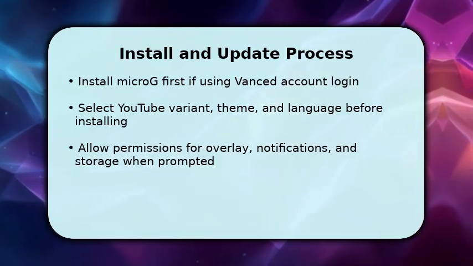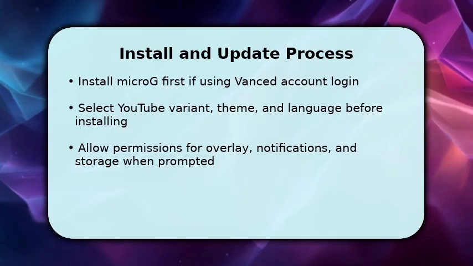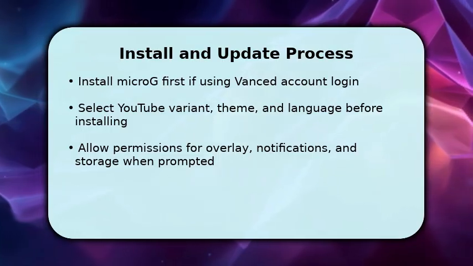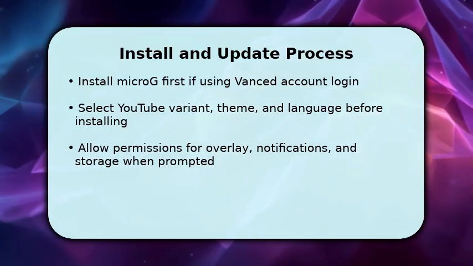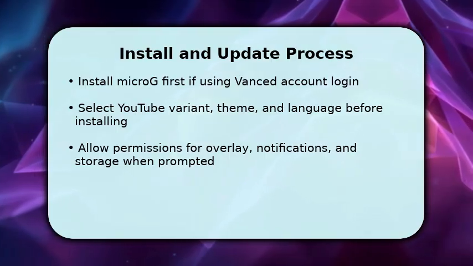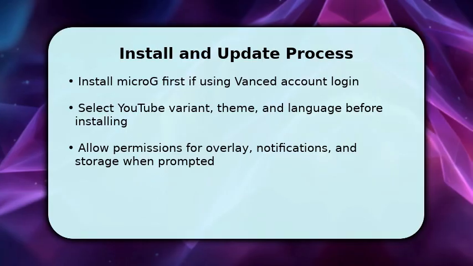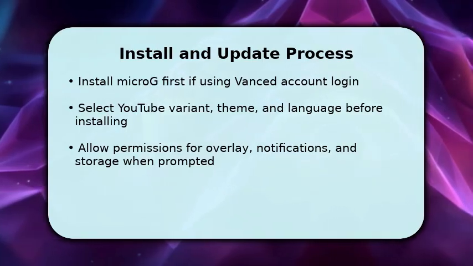Then in Vanced Manager, pick the YouTube module. Choose dark or black theme, enable background playback if desired, and confirm APK flavor. The manager will download and sideload the package, accept any permission prompts.